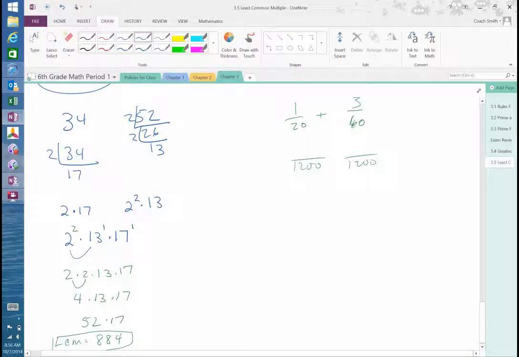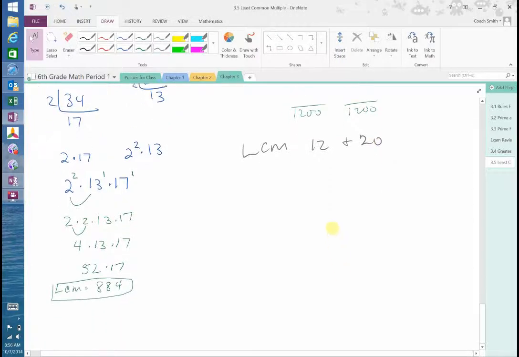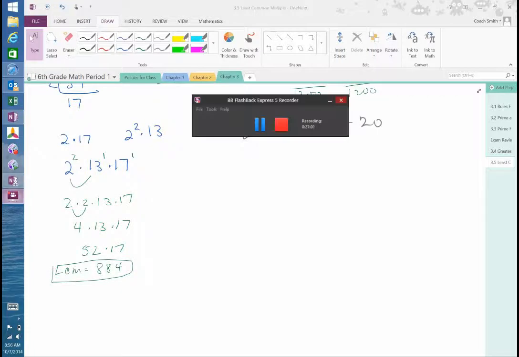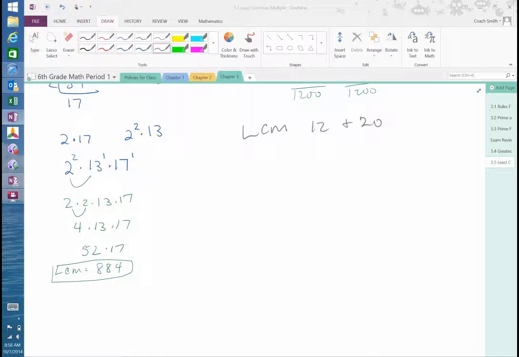All right, I'm going to give you one I want you to try on your own. I want you to find the LCM of 12 and 20. Okay, find the LCM of 12 and 20. I'll give you about 2 minutes.